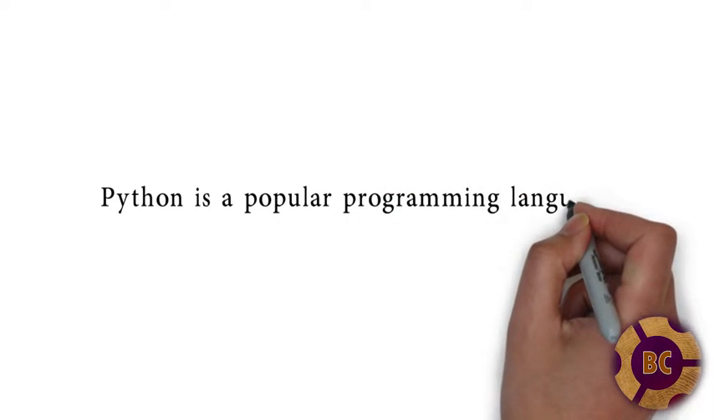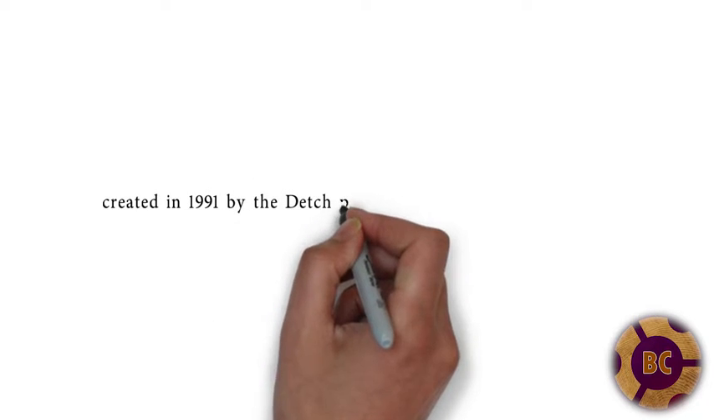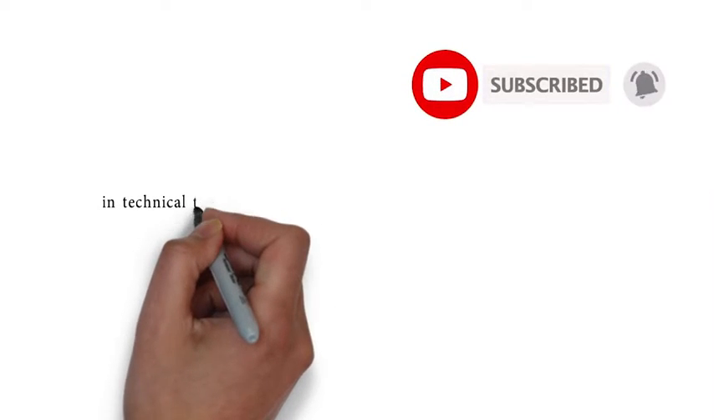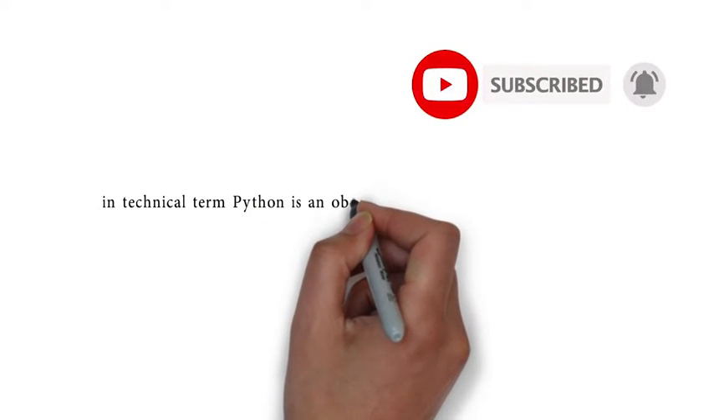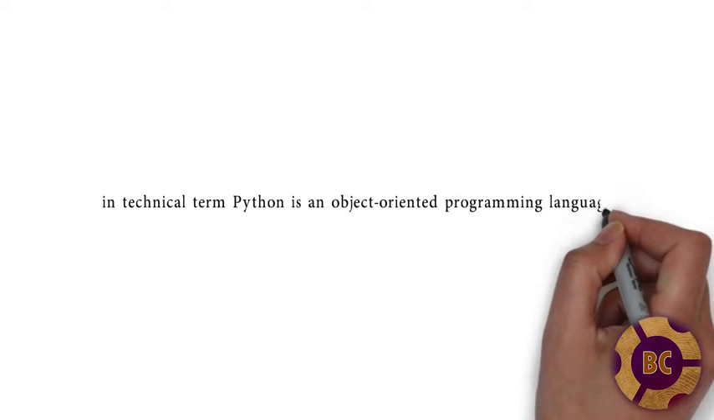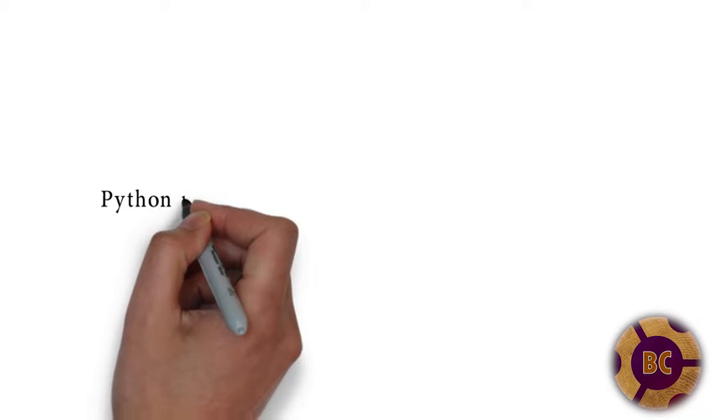Python is a popular programming language created in 1991 by the Dutch programmer Guido van Rossum. Technically, Python is an object-oriented programming language, OOP, and it's a high-level programming language.